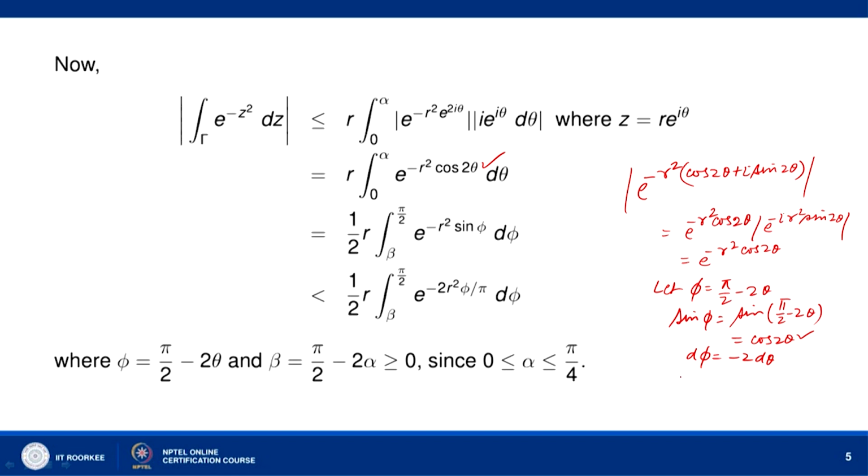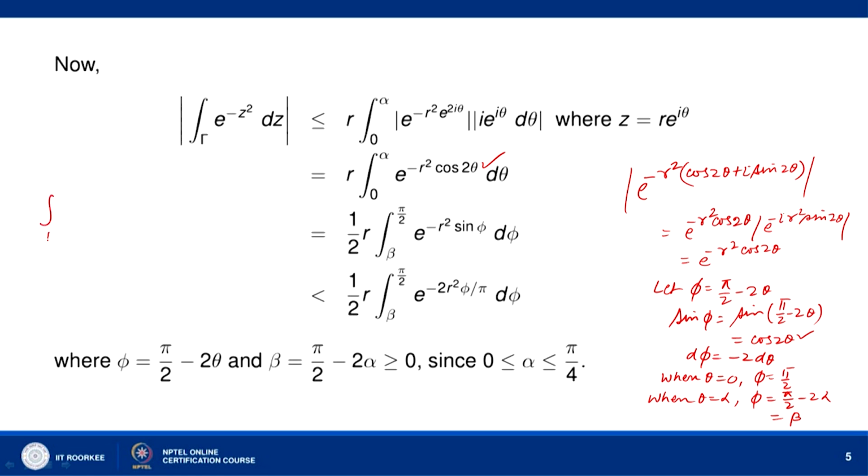So, when theta is equal to 0, phi is equal to pi by 2, and when theta is equal to alpha, we get phi equal to pi by 2 minus 2 alpha. Pi by 2 minus 2 alpha we denote by beta. So, what do we get?